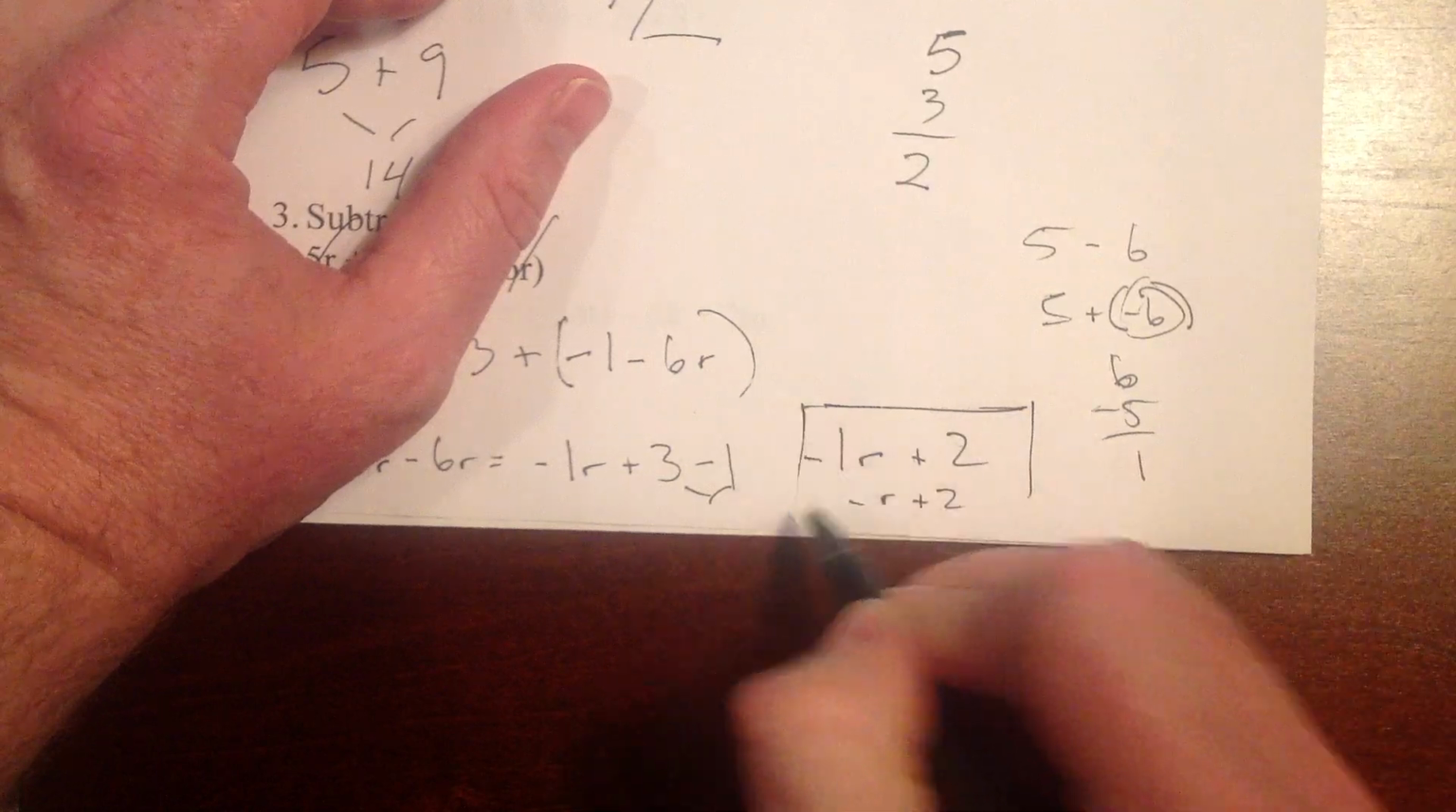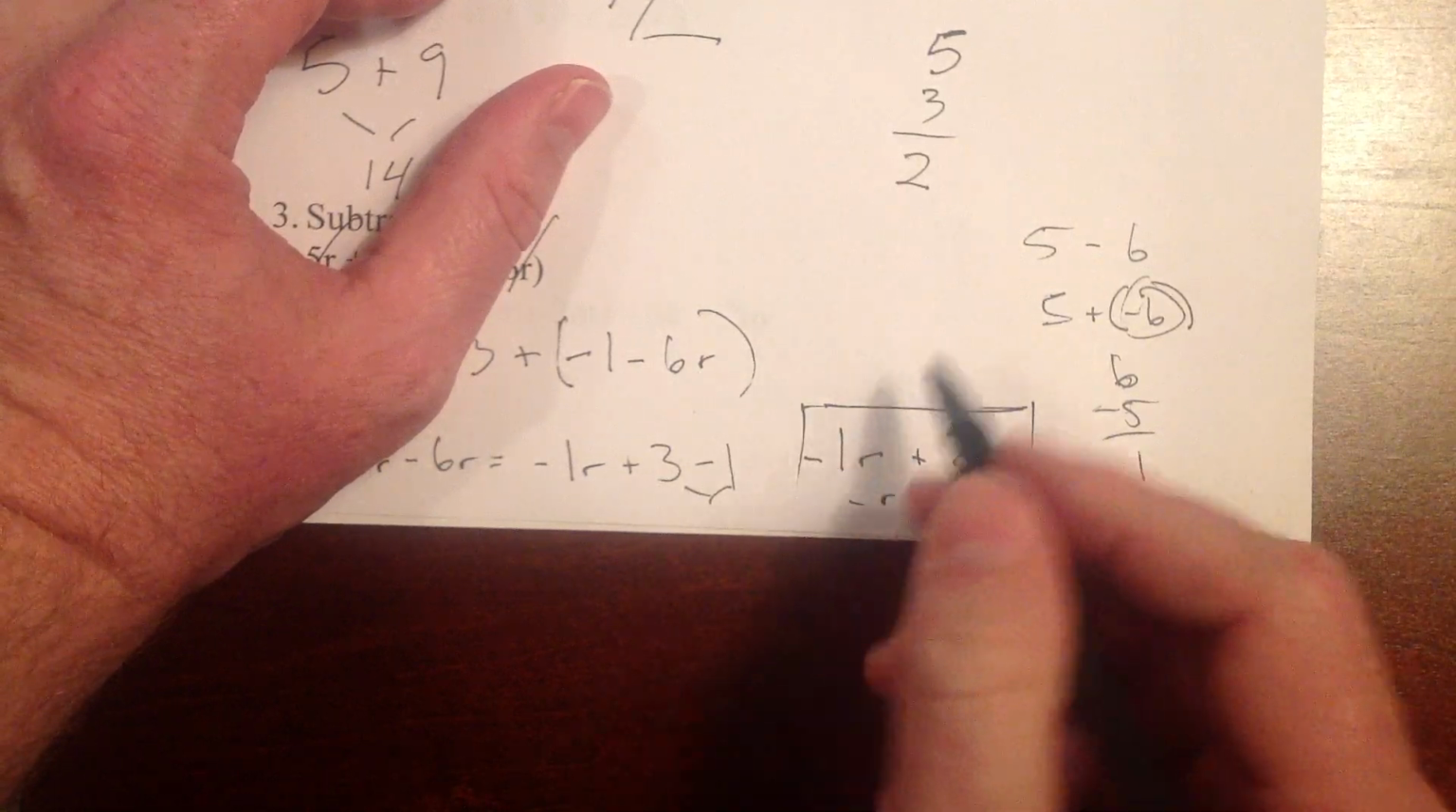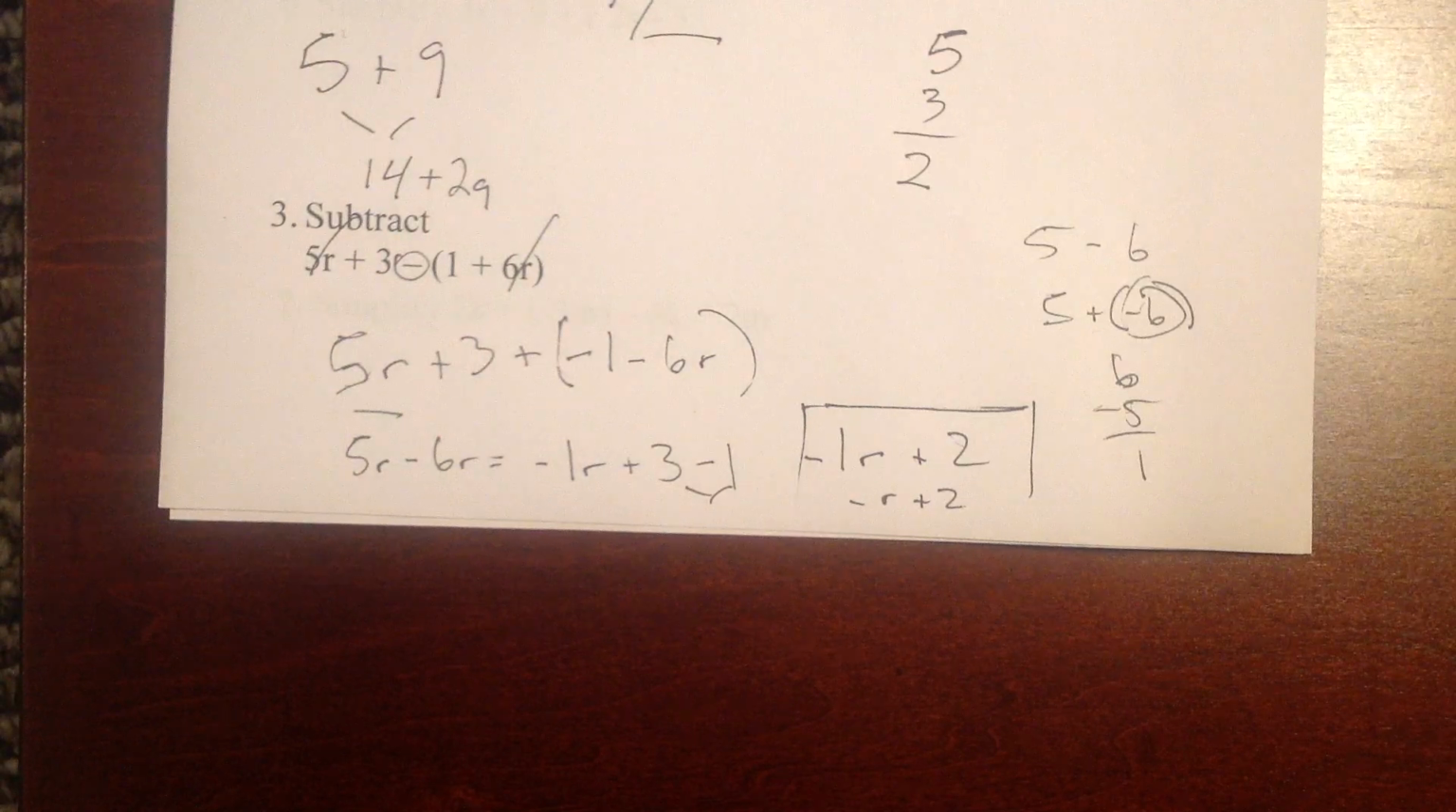Probably next year they're going to require you to take that 1 off, because 1 times anything, or negative 1 times anything, is the negative of itself.